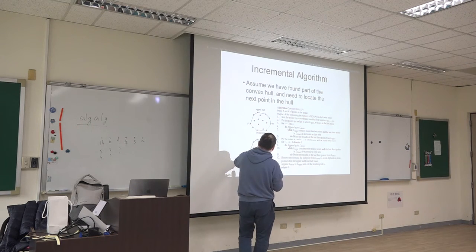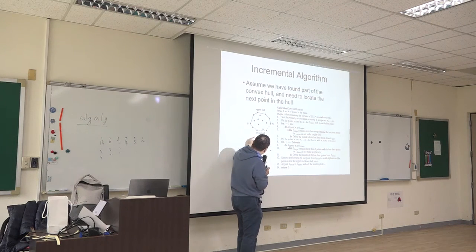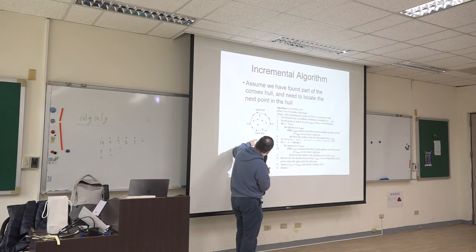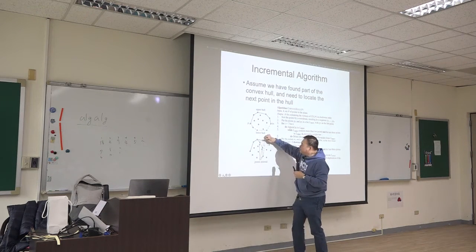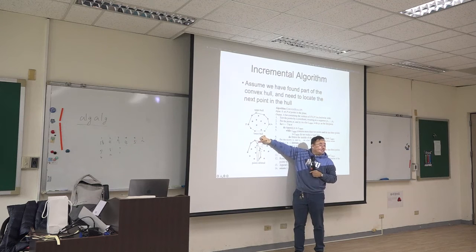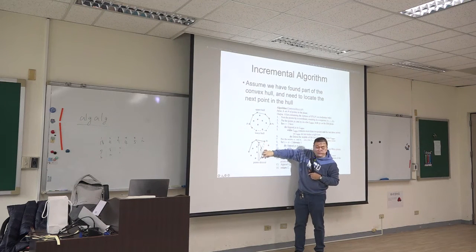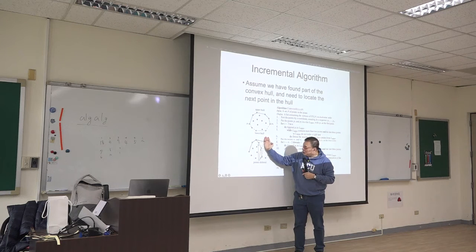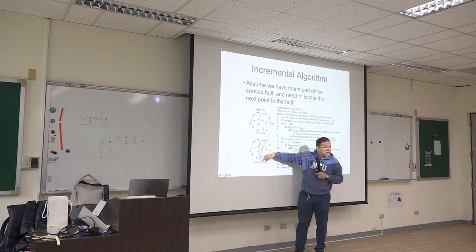So let's say we have already constructed the upper hull up to this point. Then, when we consider the next point in the order of x coordinate, the next point will be this one, and then the next one will be this one, and then the next one will be this one, right? Before you consider this point, you can see that these points are okay to be on the convex hull, right?